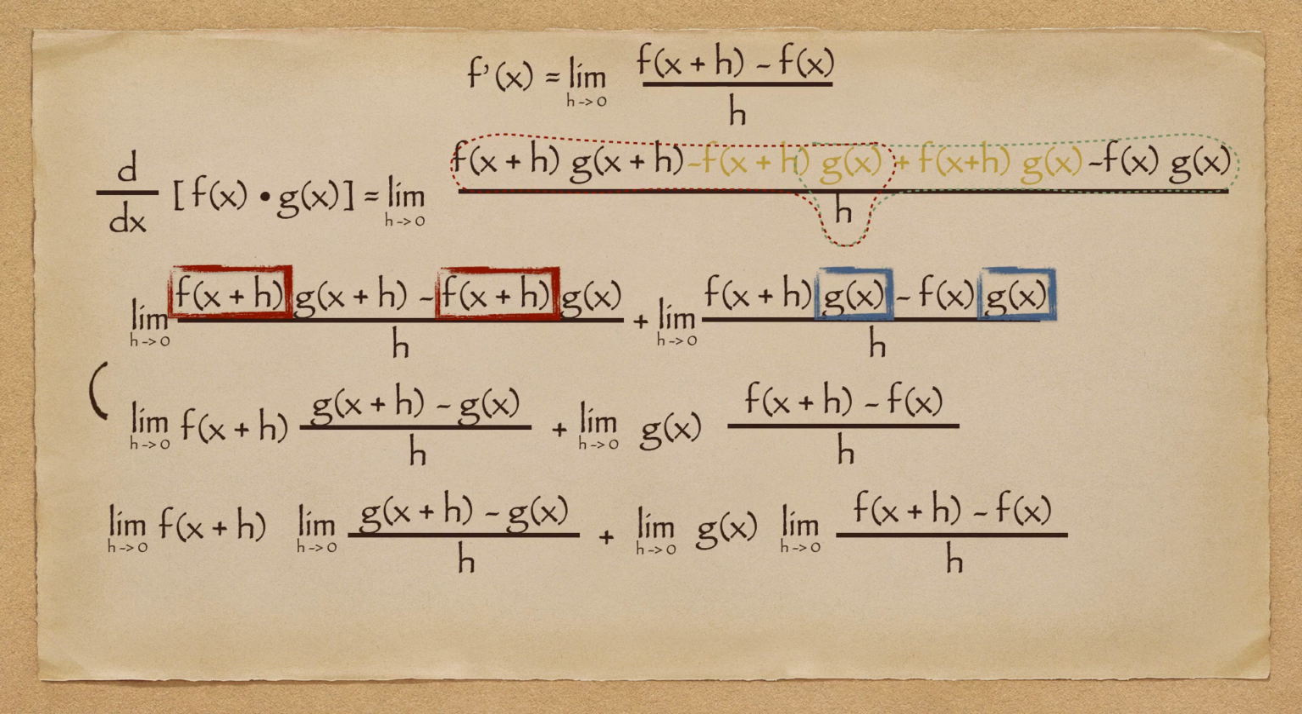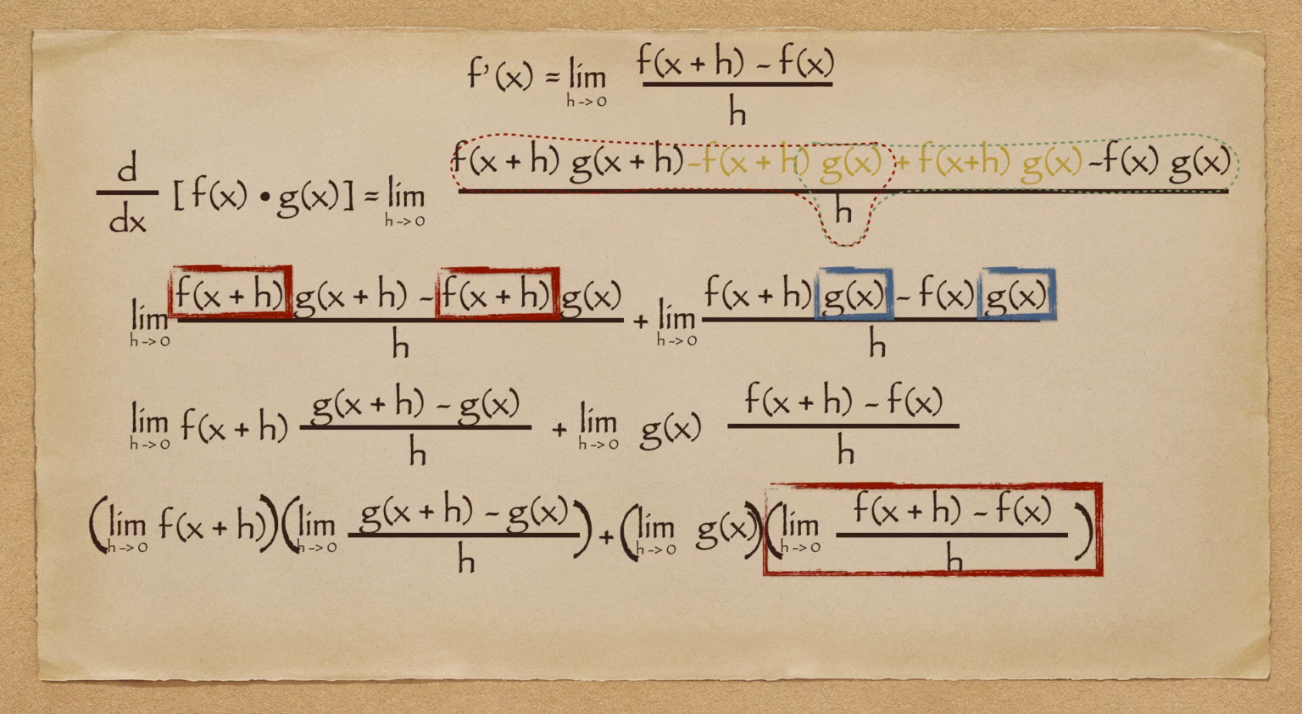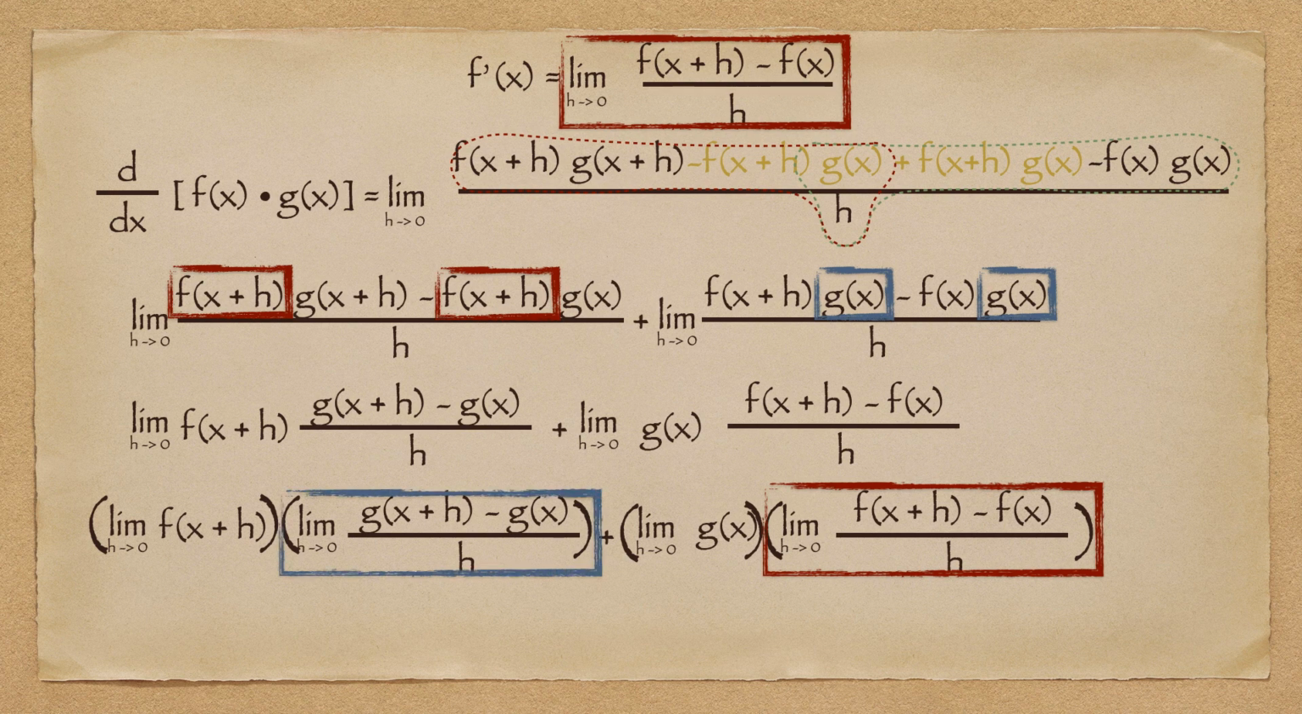Okay, now we can simplify this a little bit. We can put brackets around everything. And there we go. Now, notice that this function right here looks a lot like this. Actually, it is exactly the same, so we can replace that with f prime of x. Now, notice that this function here also looks like this. It's just a different function, g of x instead of f of x.